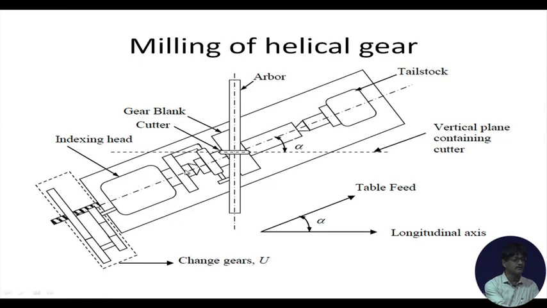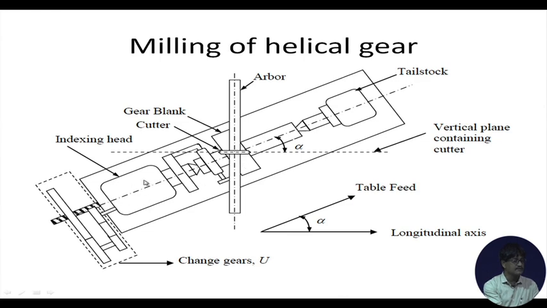In what way? First of all, it is providing the support on one side of the gear blank, the other side is supported by a tailstock. The workpiece may be held on a mandrel, and this is the dog which drives the mandrel, and therefore, if the indexing head suffers rotation, the workpiece is going to rotate.